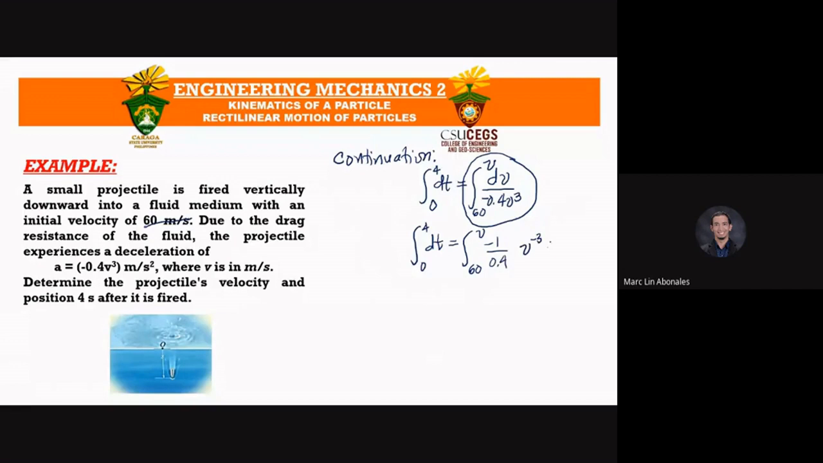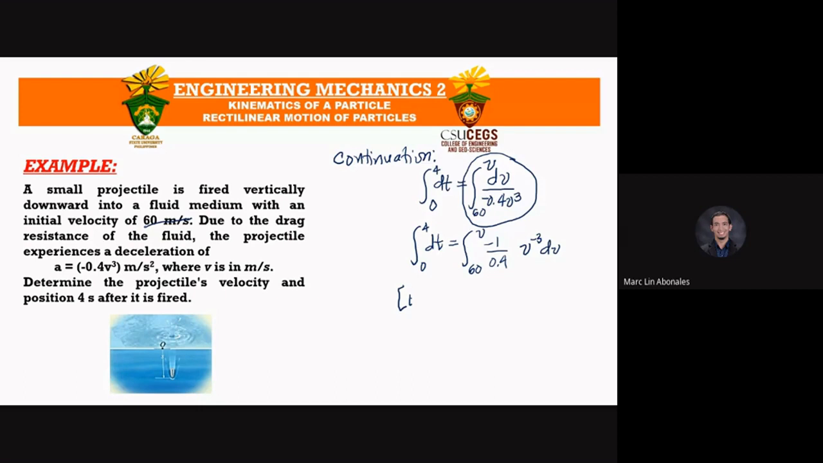Okay? When you move the denominator up, the sign of the exponent will change. And for that, the right side of your equation is easier to integrate. So we will now start to integrate this one. The integration of the left side of your equation, the integration of dt is t. So that is t.